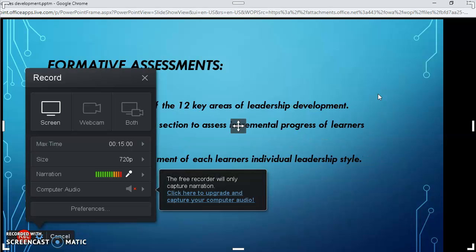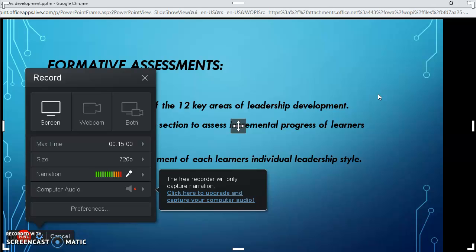Formative assessments within the training proposal for new supervisors will be conducted after each of the 12 key areas of leadership development. Essentially, the leadership development portion will be structured in a 12-part series. After each part, we will be conducting formative assessments of learning, which will include short quizzes after each section to assess the incremental progress of learners, as well as the aptitudes to the content that has been delivered.